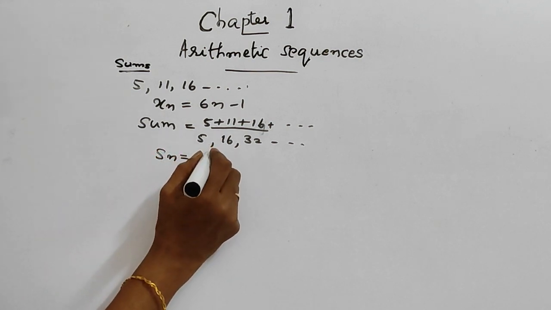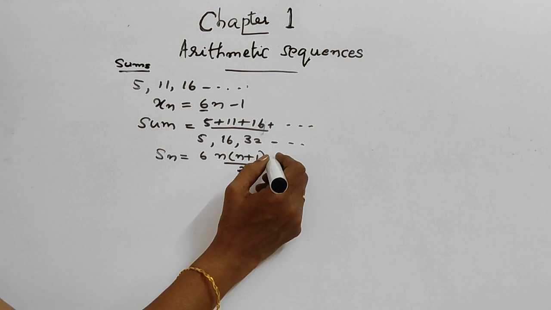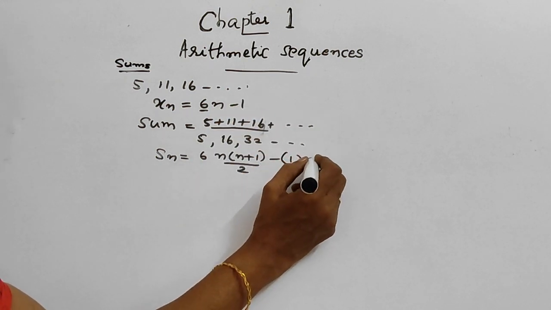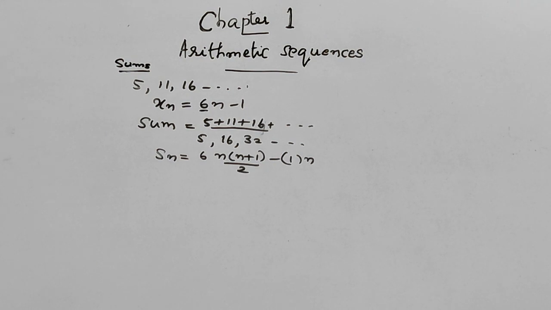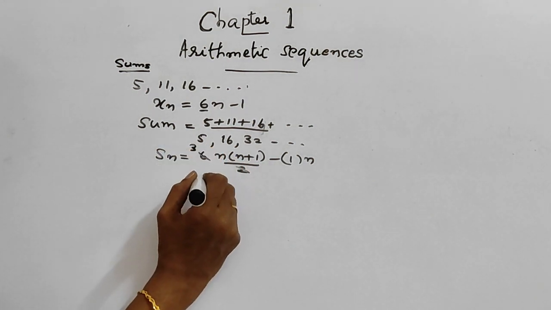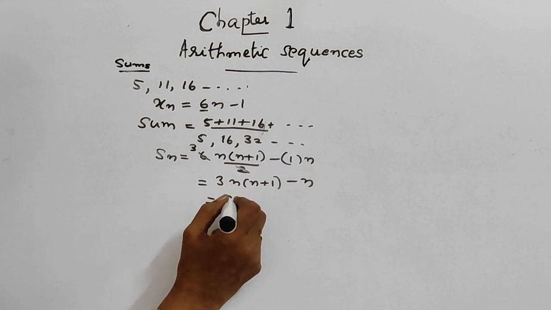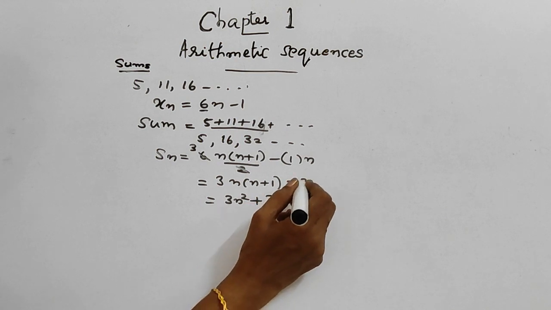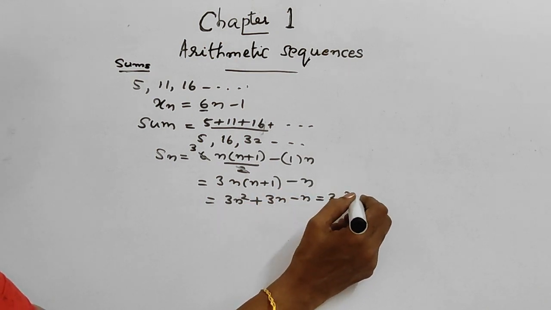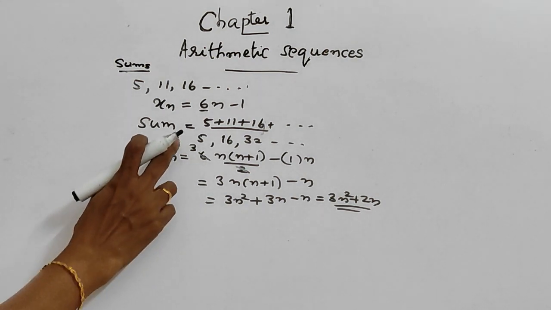Sn is equal to 6 into n into n plus 1 by 2 minus 1 into n. What is our general form? A into n into n plus 1 by 2 plus bn. Cancelling, we get 3n into n plus 1 minus n. Opening the bracket, 3n square plus 3n minus n is 3n square plus 2n. So 3n square plus 2n is the algebraic or general form of the sum of n terms of this sequence. Let us see whether we get this sequence or not.